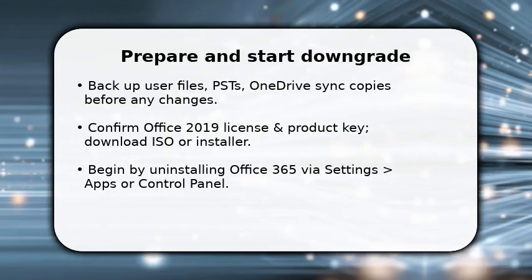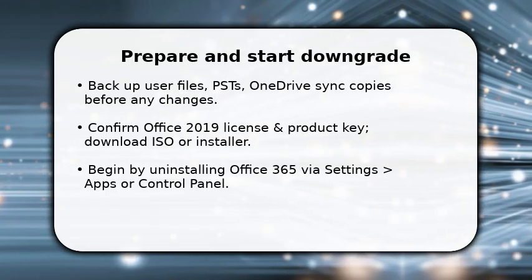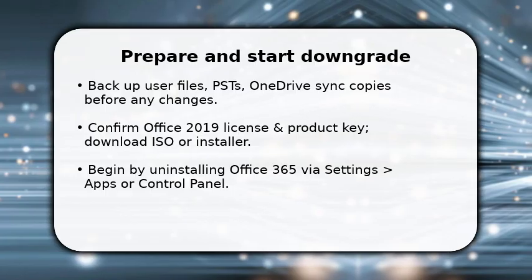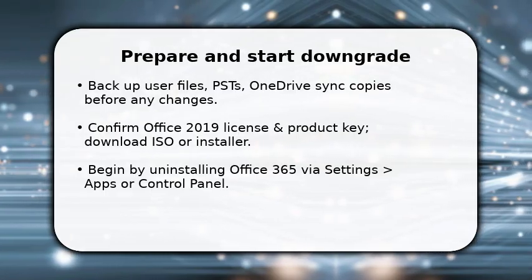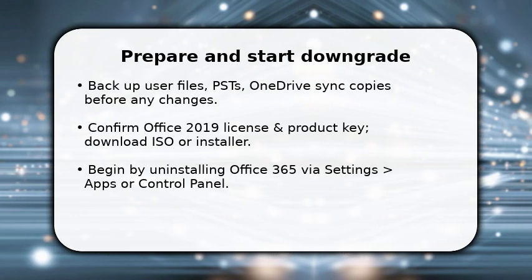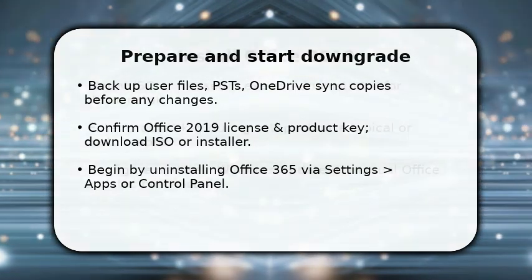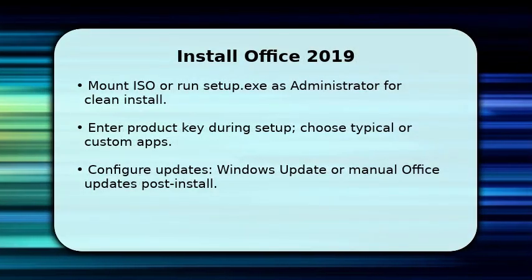Make sure Windows Update is current, then uninstall Office 365 through Settings Apps or Control Panel. This prevents side-by-side conflicts. If you manage multiple machines, prepare a network share or deployment package to speed the next steps. You now install Office 2019 with elevated rights to avoid permission errors.